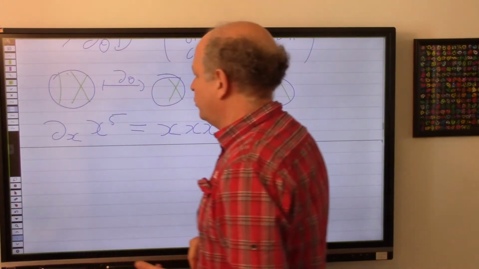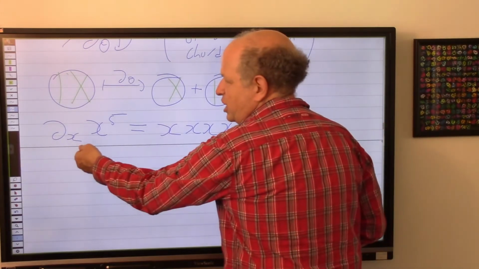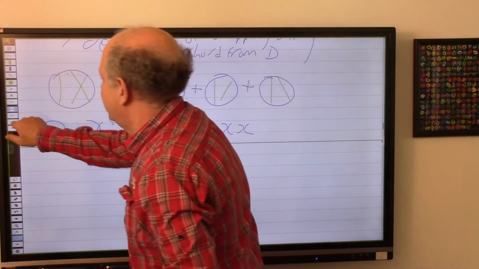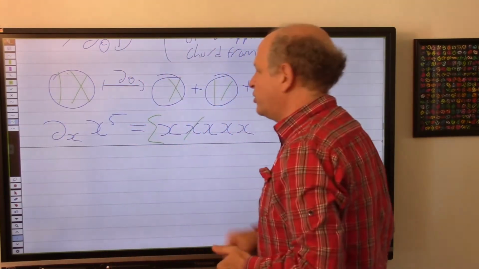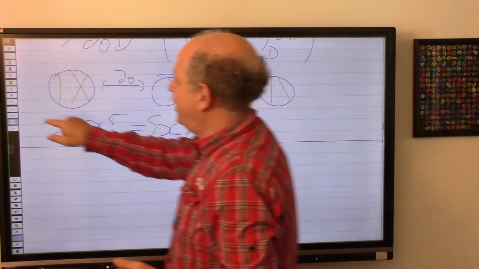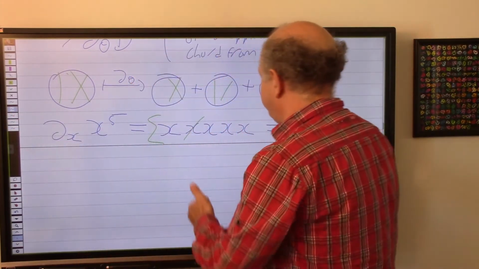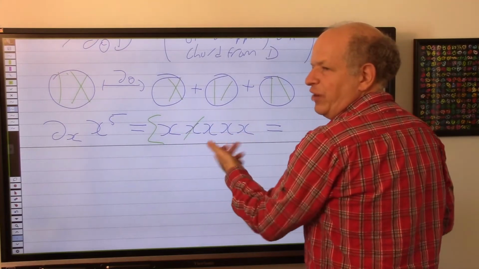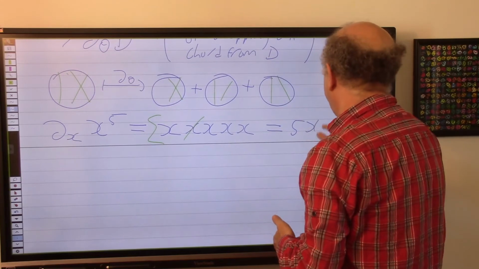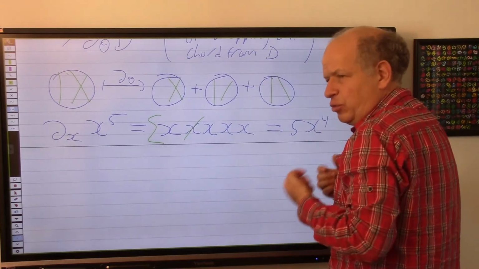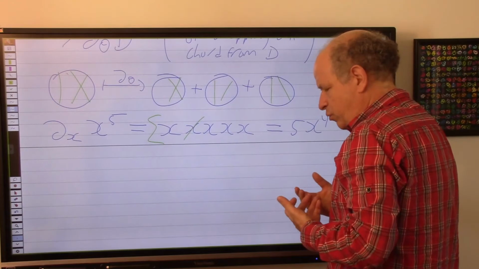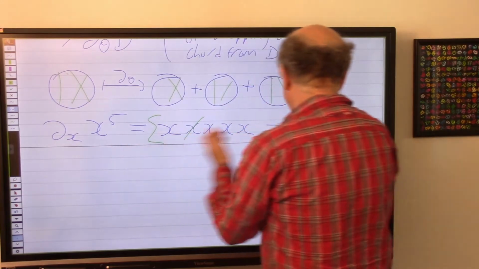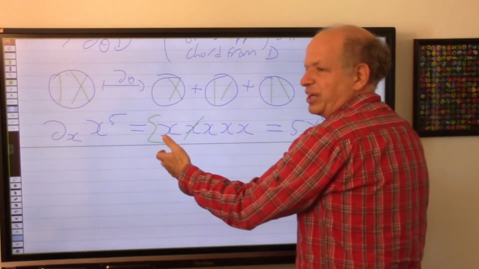You write x to the 5, and differentiation with respect to x is the sum of all ways of dropping one of the x's. Since all the x's are the same, in each case you get x to the 4th, but you get it 5 times because there were 5 x's that you could have dropped, so you get 5x to the 4th. And when you prove how differentiation works, this is exactly how the proof ends up working.